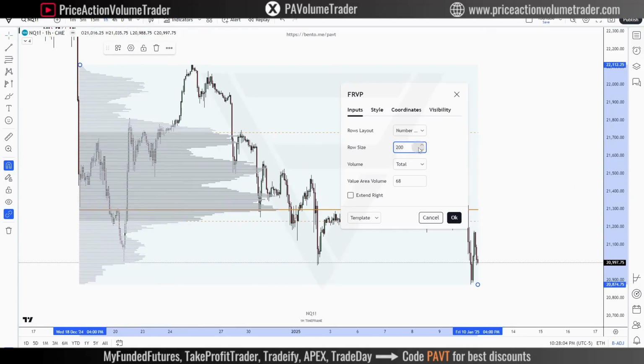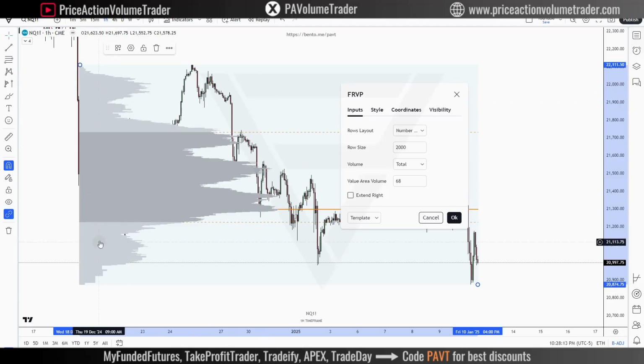So in general, you can put whatever number you want here. In general, I like to just go for a very high number. I put like 2,000, even though I might not get up to 2,000. But I found that 2,000 rows is a good universal number that works pretty much on any market that I'm looking at on TradingView.